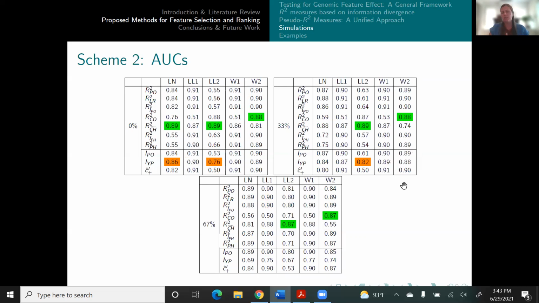We see really similar results for scheme 2, which is a more complex simulation scheme. We can see the IYP highlighted in orange is really performing well for lower censoring, particularly in the log normal and log logistic cases. Our IPO and our other PO-based measures are performing well overall. So as a whole, you can see that our methods are performing either similarly or better than the other methods, depending on the situation.